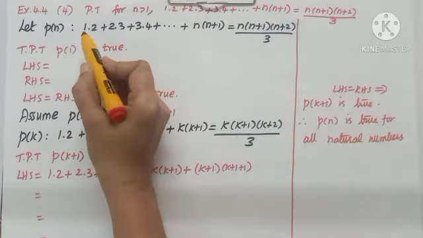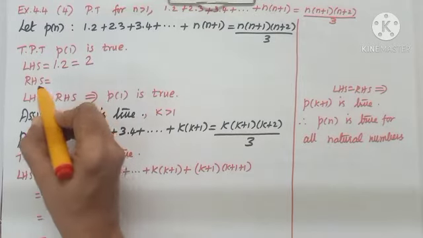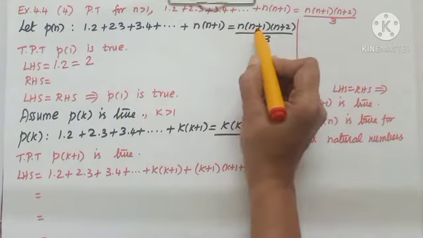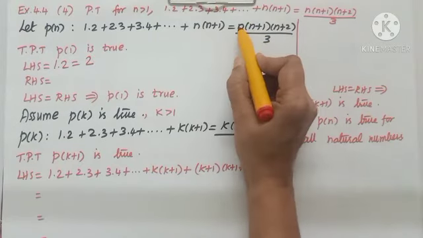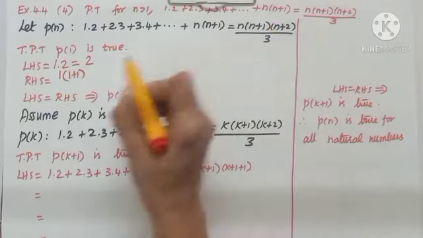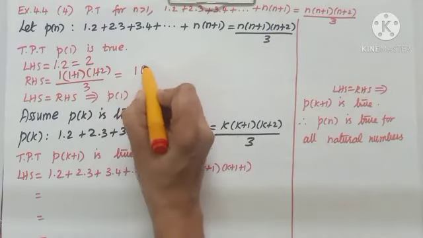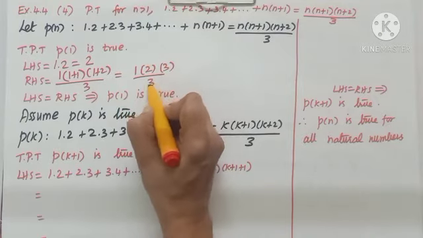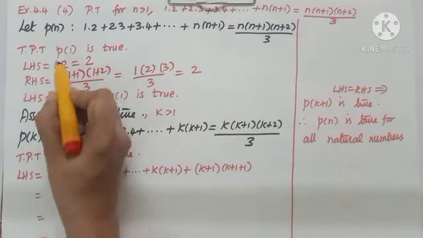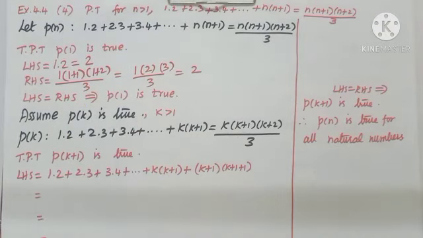To show that P of 1 is true, on the LHS we write the first term, that is 1 into 2, which is 2. On the RHS, wherever n is coming we will put 1. 1 plus 1, 1 plus 2 divided by 3, that is 1 into 2 into 3 by 3, which is 2. LHS and RHS are equal, implies P of 1 is true.